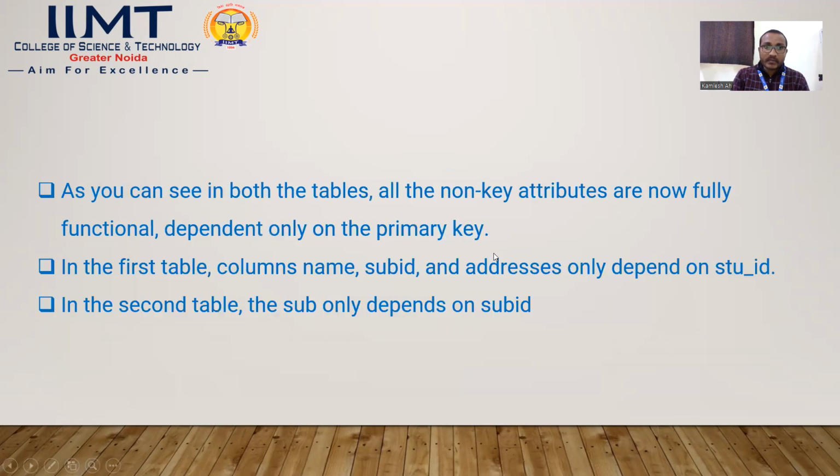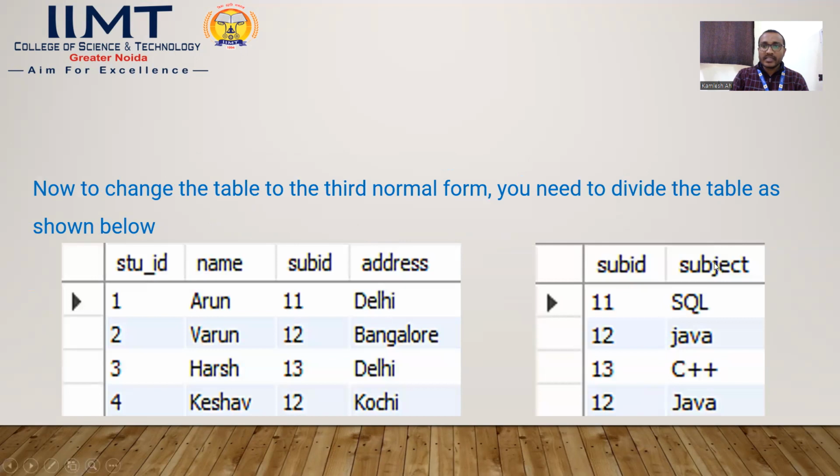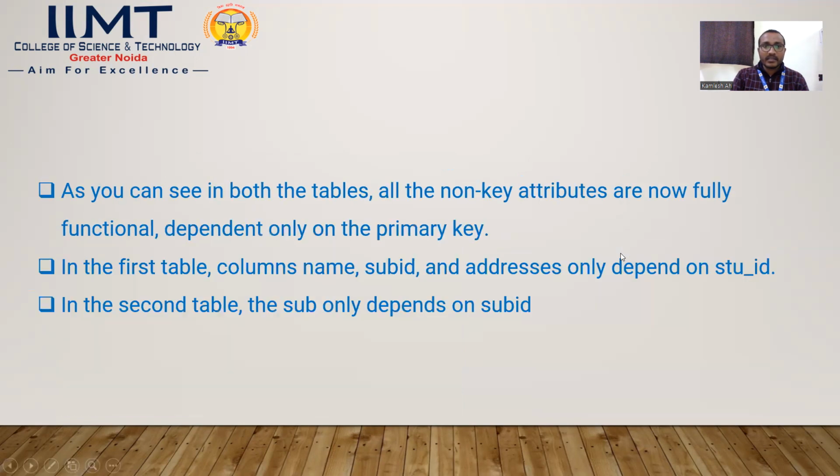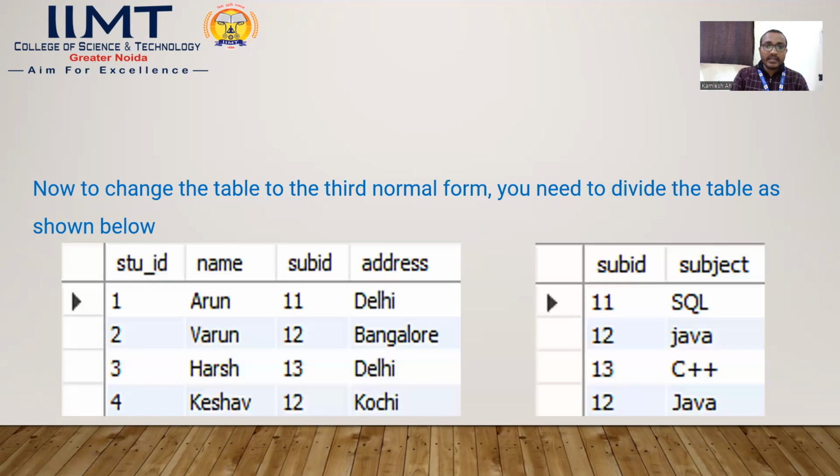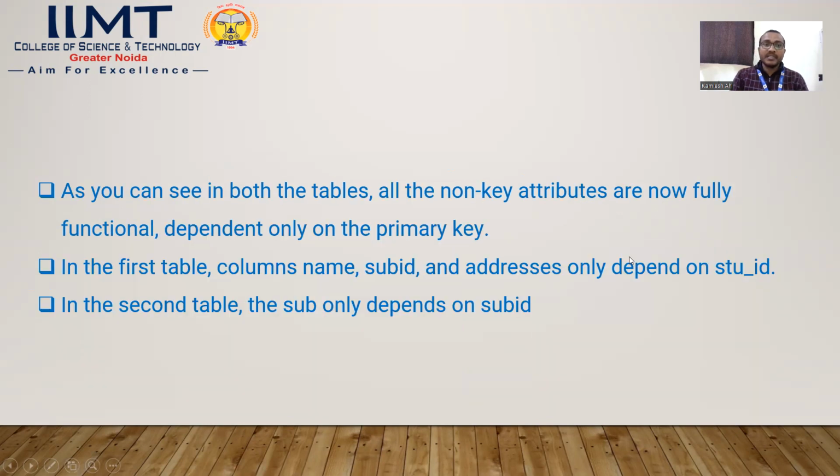Okay. As you can see in both tables, all the non-key attributes are now fully functionally dependent only on the primary key. So the subject is fully functionally dependent on the subject ID. In the first table, the columns name, subject ID, and address only depend on student ID. In the second table, the subject only depends on subject ID.